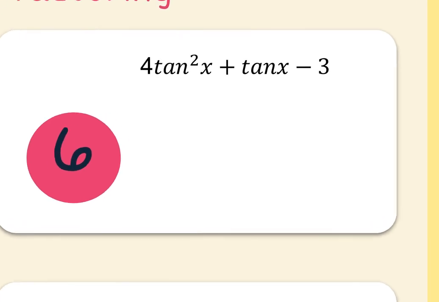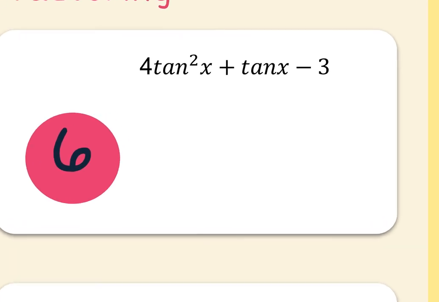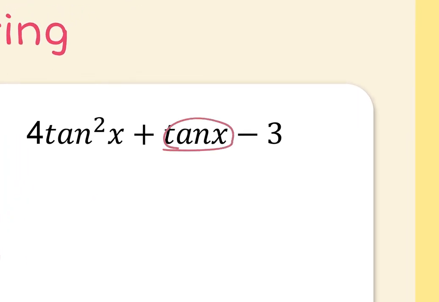All right, 6. 4 tan squared x plus tan x minus 3. So this is one of those scenarios where I would say go back to your substitution to make things easier to factor. You take the middle term and replace that with a variable. So we're going to say a equals tan x, which means everywhere there's a tangent, I'm going to replace it with a. So the first one would be 4a squared. The second one is just a and then minus 3.